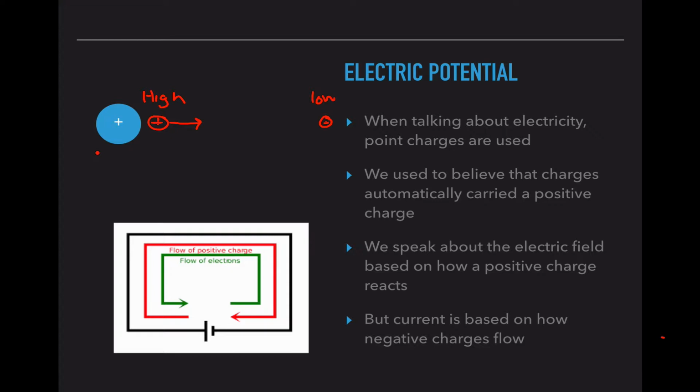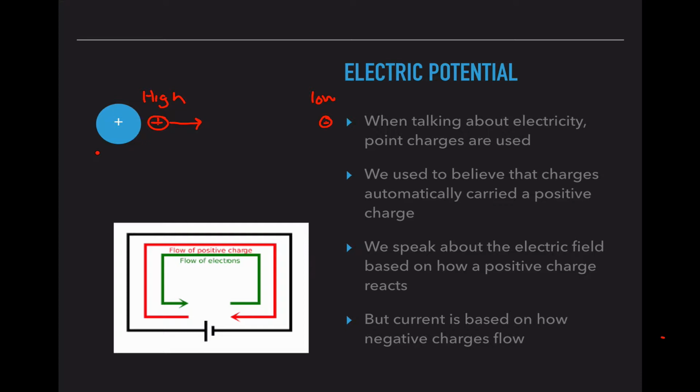But we later found out that current is not based on the flow of positive charged items. The protons can't move. The things that can move are the electrons. Those are in the electron shell, and they're able to actually transfer and move throughout materials. So we actually found out that current flows through wires based on those negative charges.